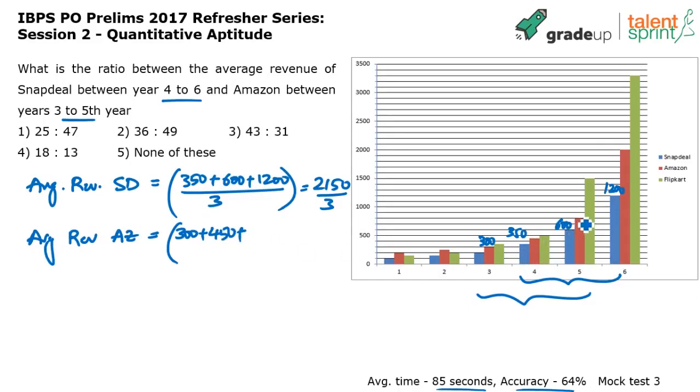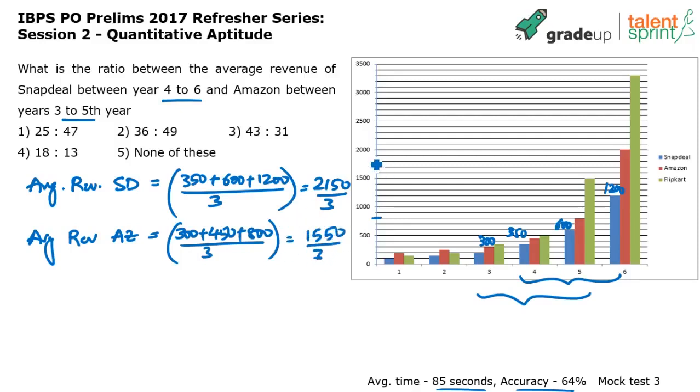300 plus 450 plus 5th year Amazon, this is 600, so this should be 800, right? 800 upon 3. So this is 750 plus 800, 1550 by 3. Snapdeal versus Amazon.